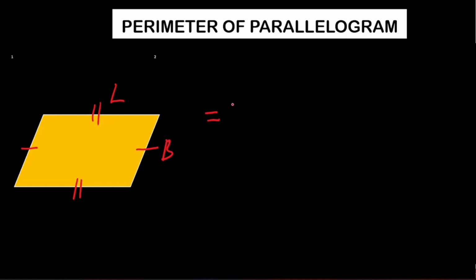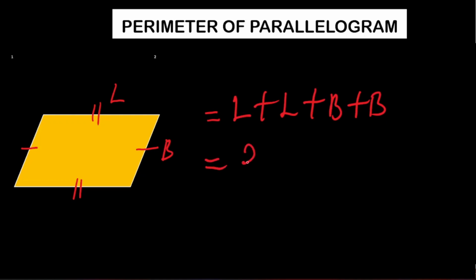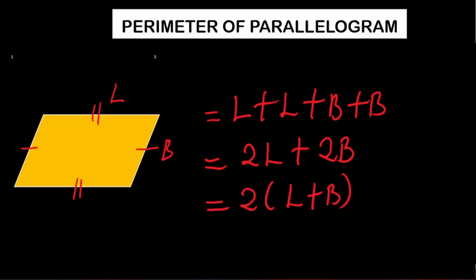The same. So that means that's going to be length plus breadth plus length plus breadth. So this will give us 2L plus 2 breadth, or 2 into bracket L plus breadth. I hope this is very clear. So that is that on the parallelogram.